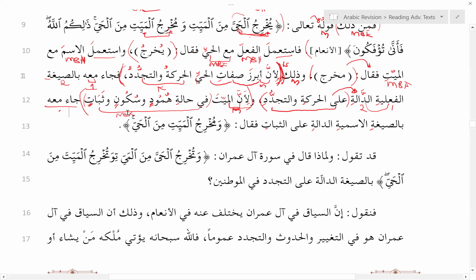And you also said this was lam ta'lil. Yes, lamu ta'lil, lamu because. It gives a reason. Lamu ta'lil.